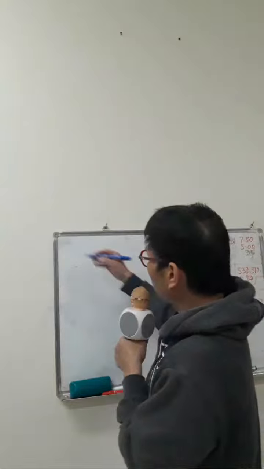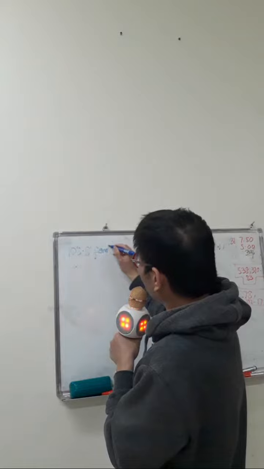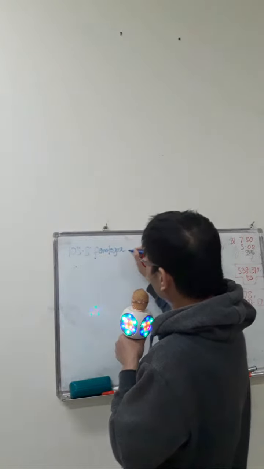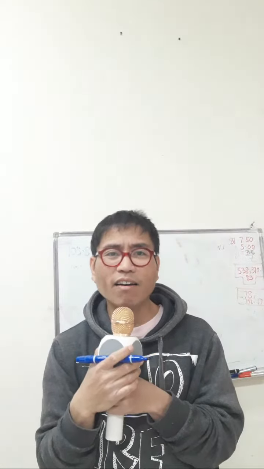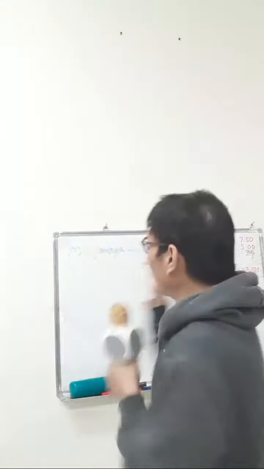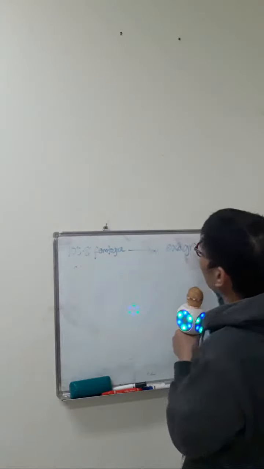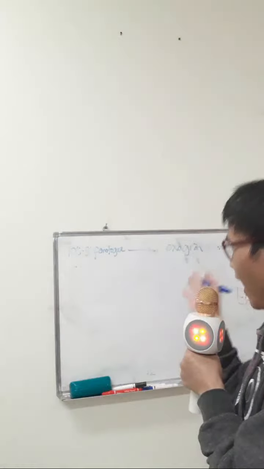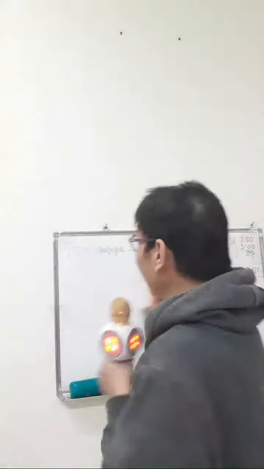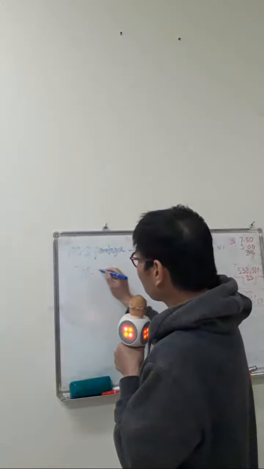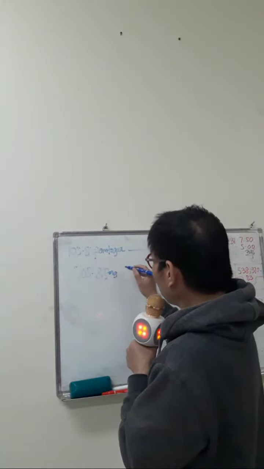So 105.8 femtogram, convert it to hexagram. Okay, so convert 105.8 femtogram to hexagram. So 105.8 femtogram. Okay, like that.